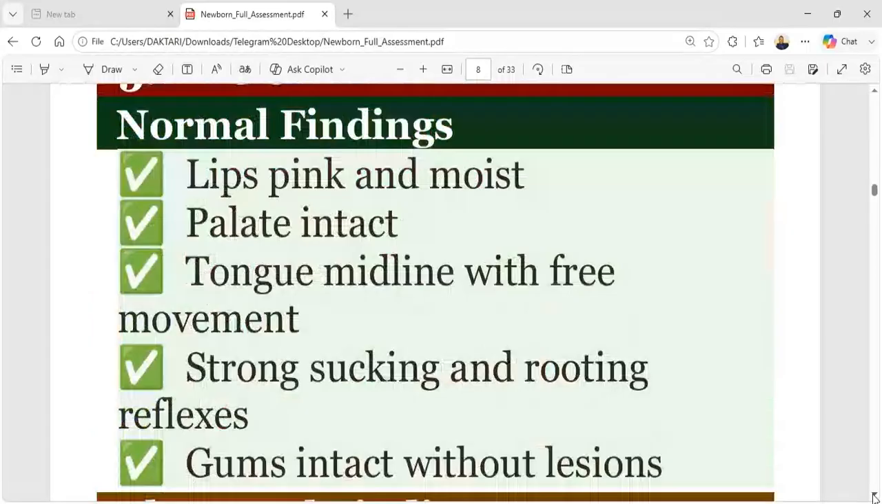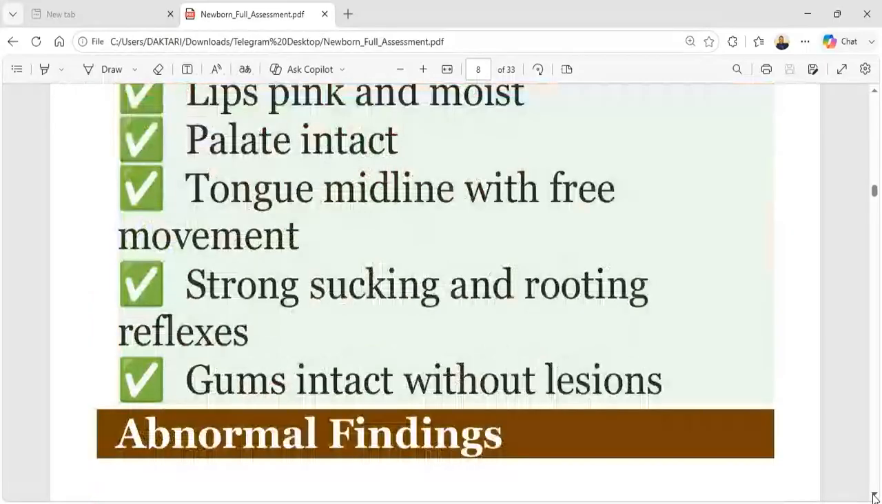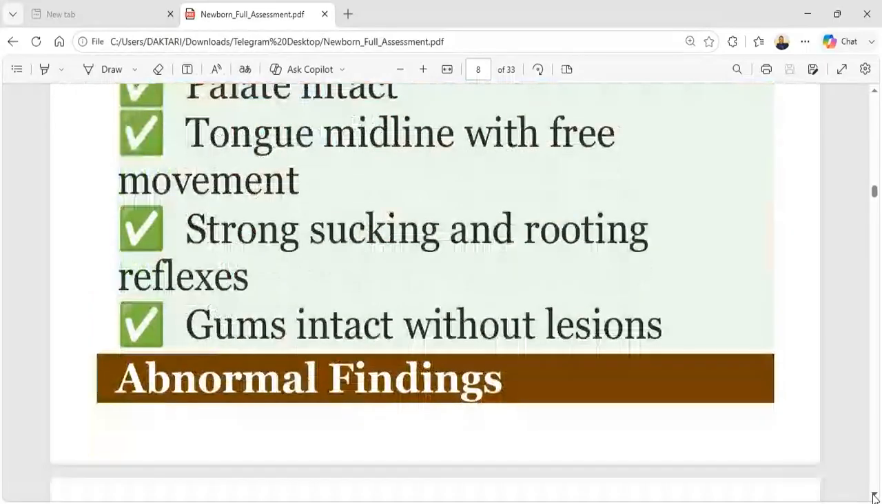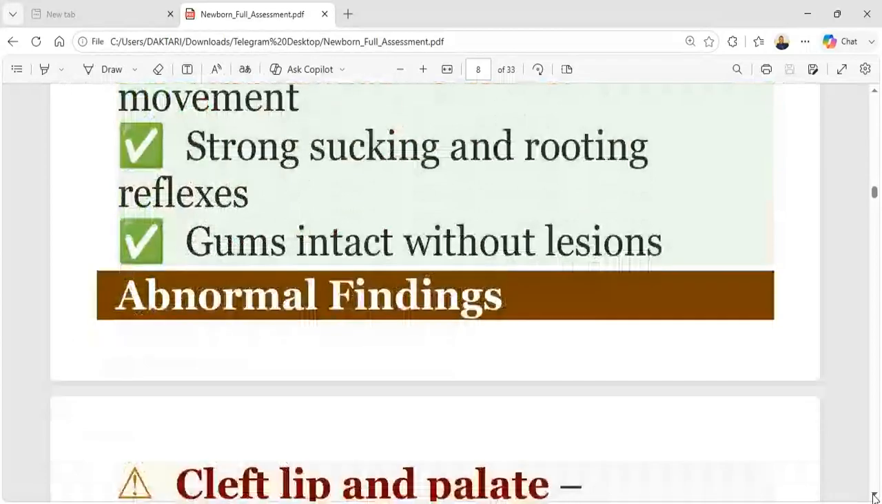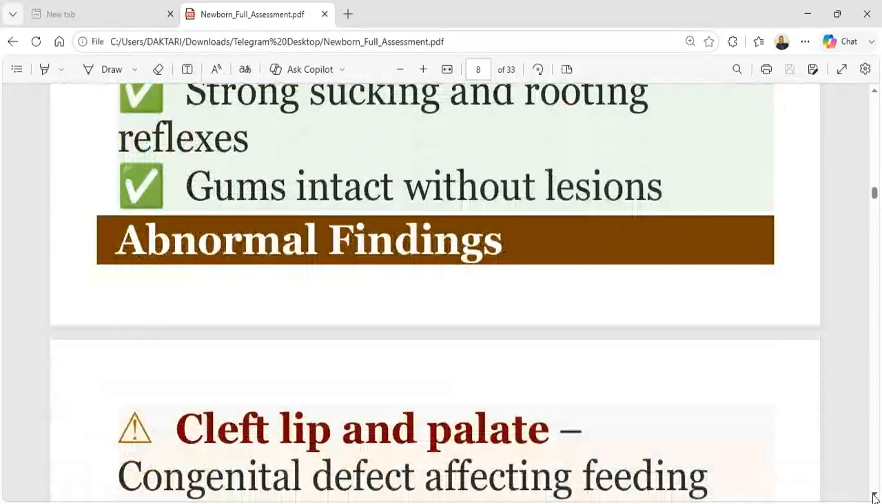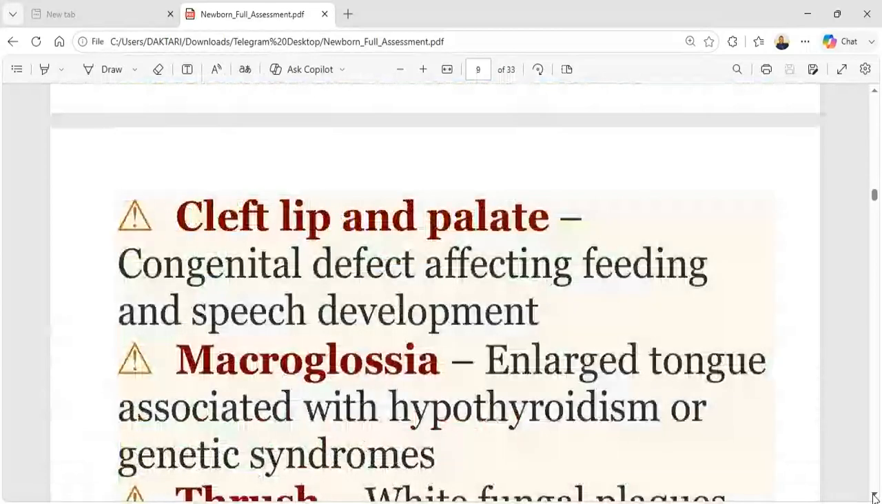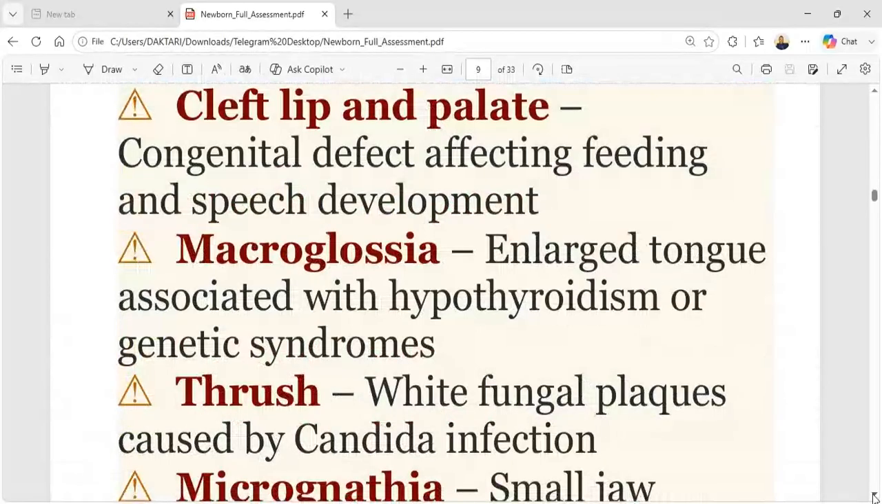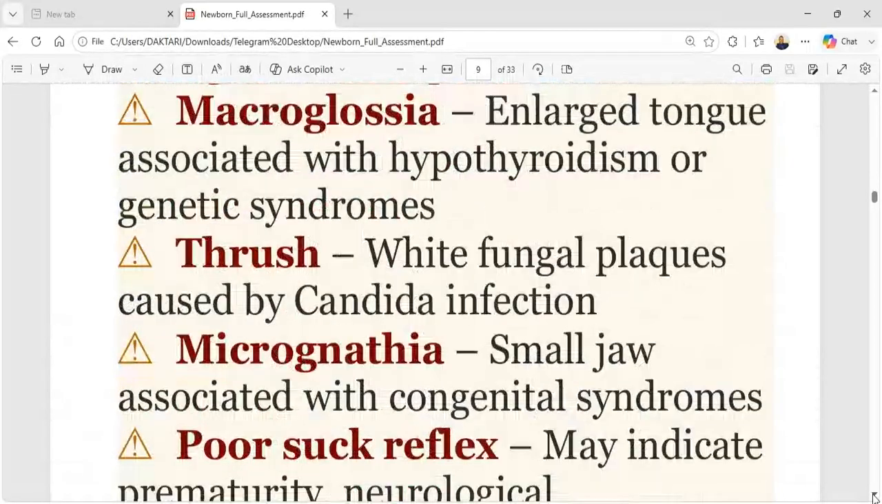Lips must be pink, palate intact, tongue midline with free movement, strong sucking and rooting reflex, gums intact without lesion. But when you check and you find cleft lip and palate, that is a congenital defect affecting feeding and speech development. Macroglossia is just an enlarged tongue associated with hypothyroidism or genetic syndrome. Then check on thrush, white fungal plaques caused by Candida infection.